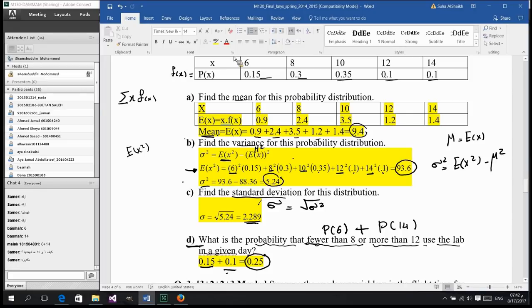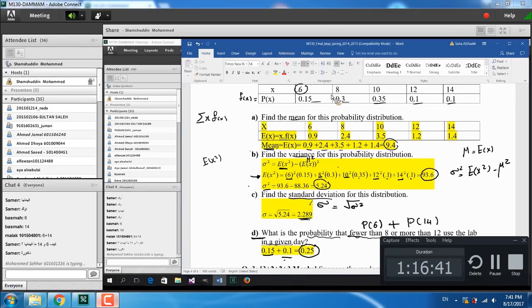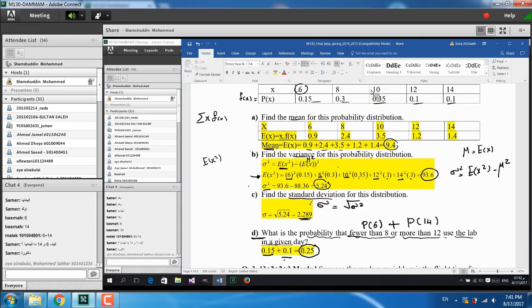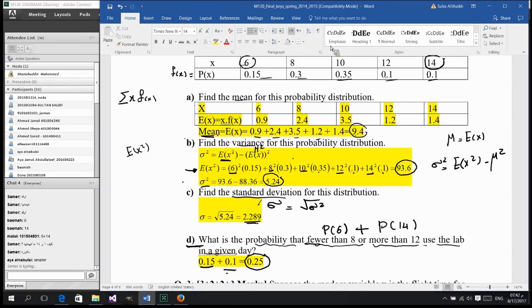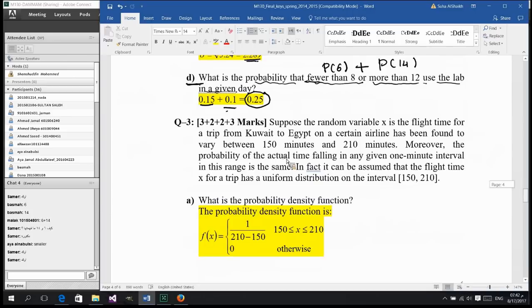What does fewer than 8 mean? See the table. Fewer than 8 means less than 8, which is 6. More than 12 means greater than 12, which is 14. Fewer means smaller and more than means greater than. Just a second.